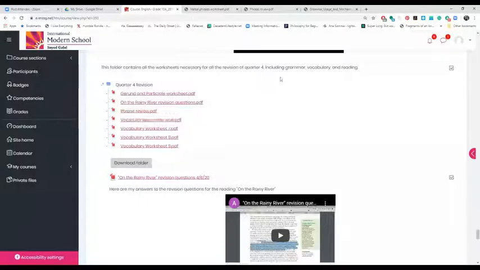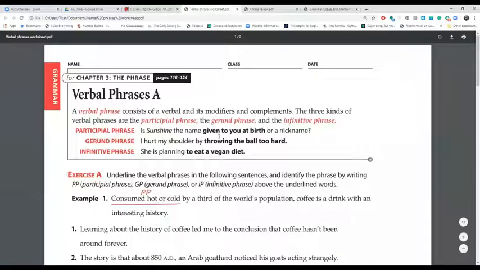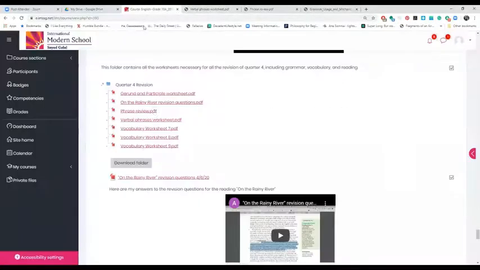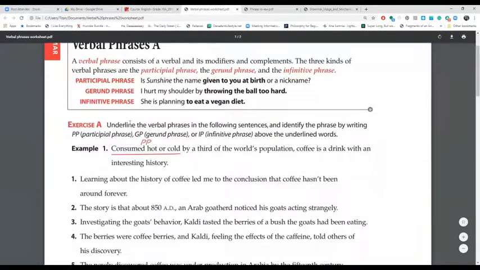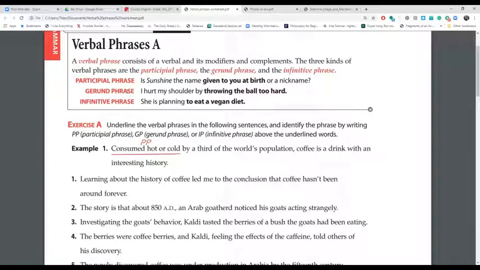Okay, so here we go, students. If you don't have your own copy of the worksheet, it's right here on the LMS. You can just click this one and download it. We're just going to go through and try to identify the difference between a participle phrase, a gerund phrase, and an infinitive phrase.